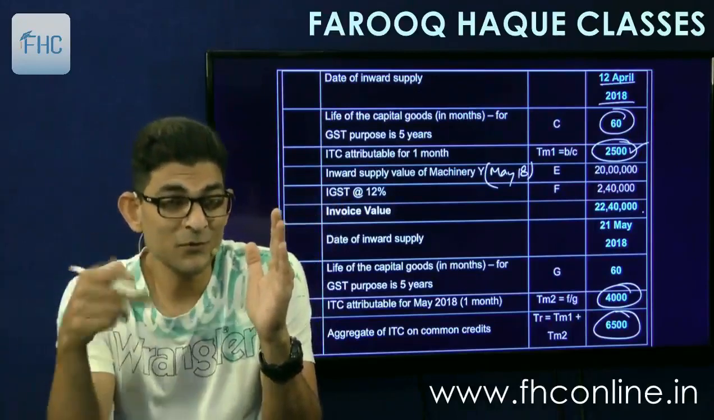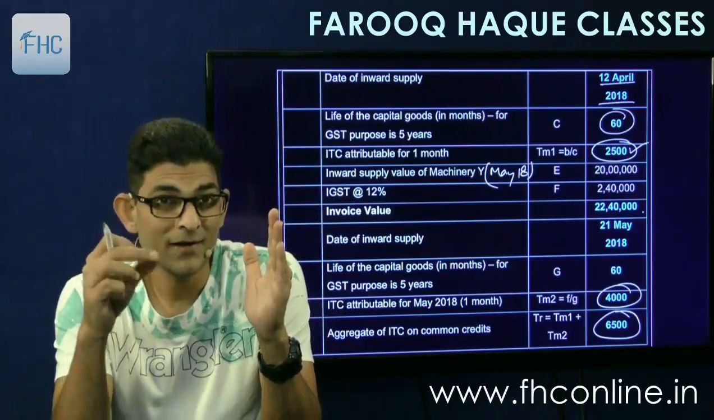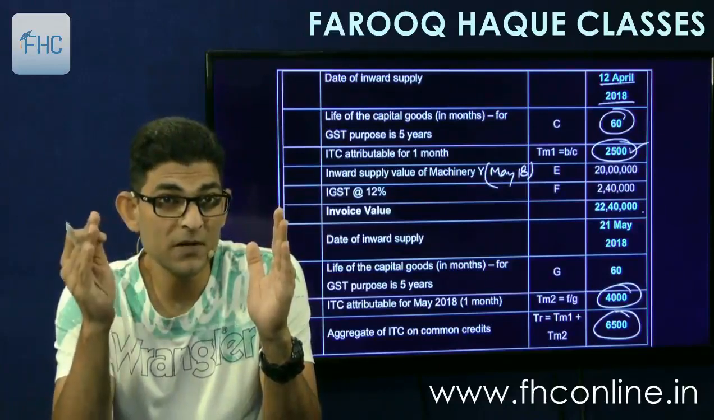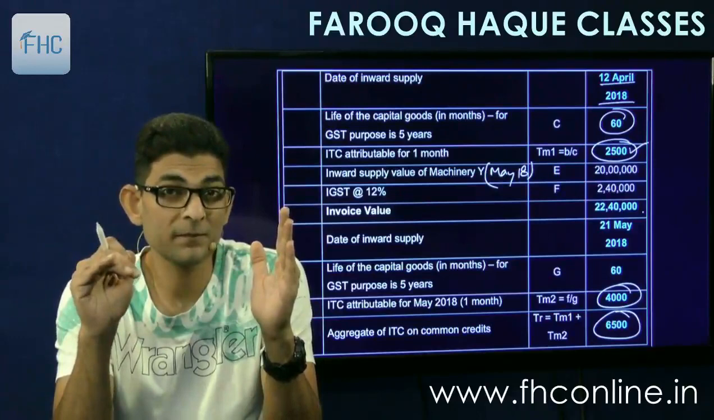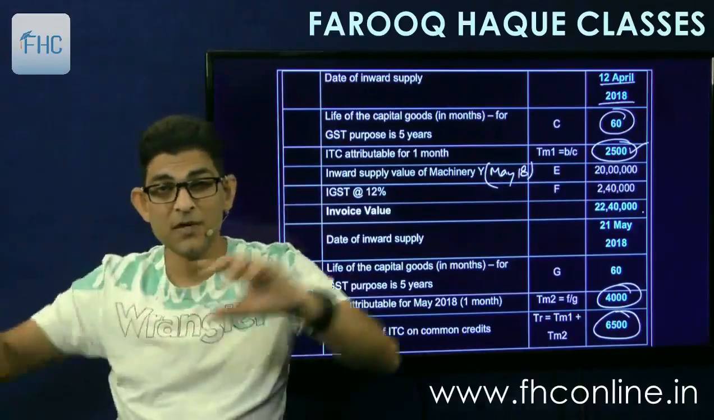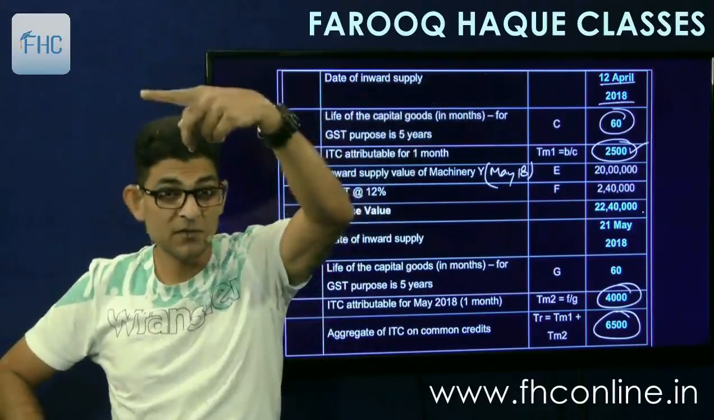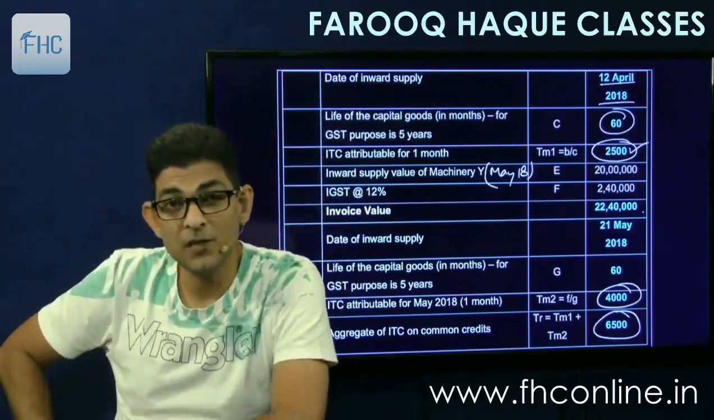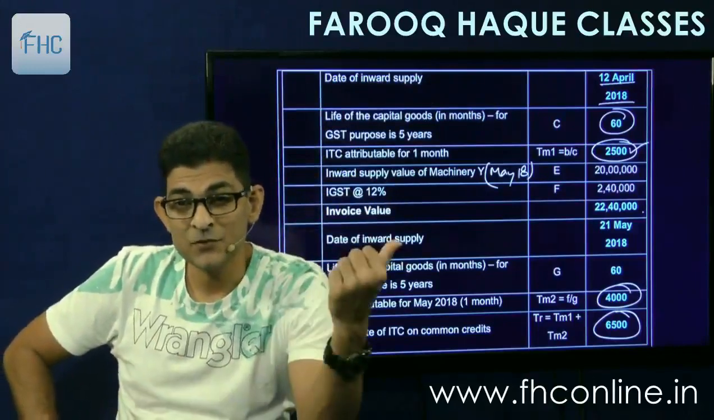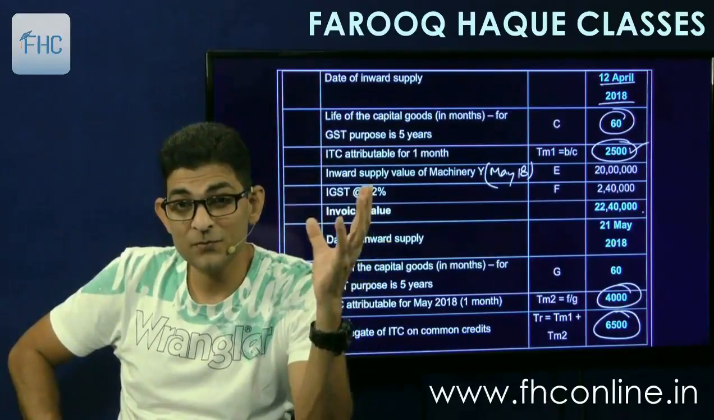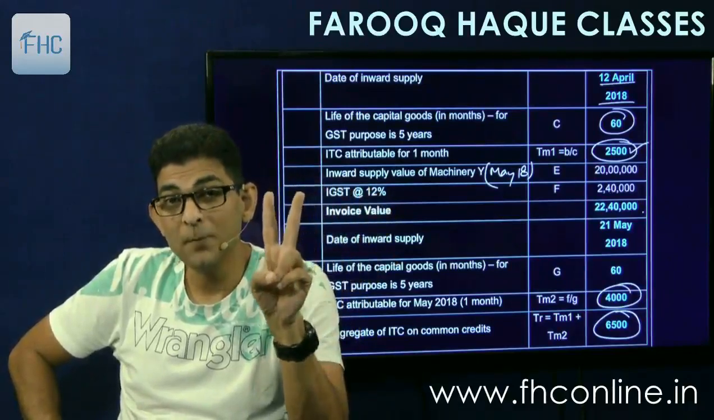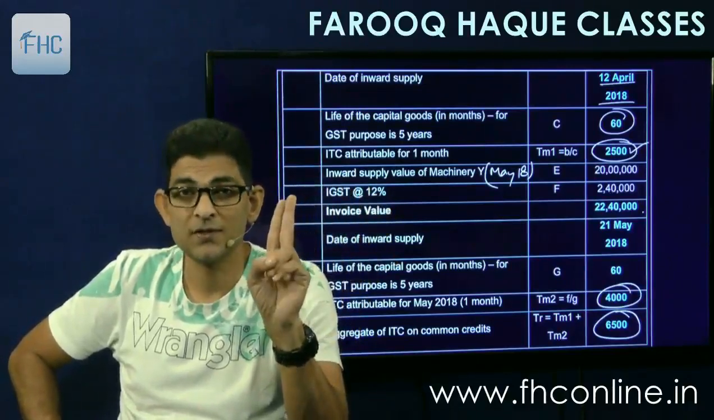Remember, we had seen this one. You have to reverse credit in the ratio of E upon F. Exempt supplies, turnover of exempt supplies divided by total supply. So every month we'll have to reverse. So we divide this credit over 60 months and then keep reversing every month, E upon F. So this 6,500 is with respect to these capital goods which are commonly used.